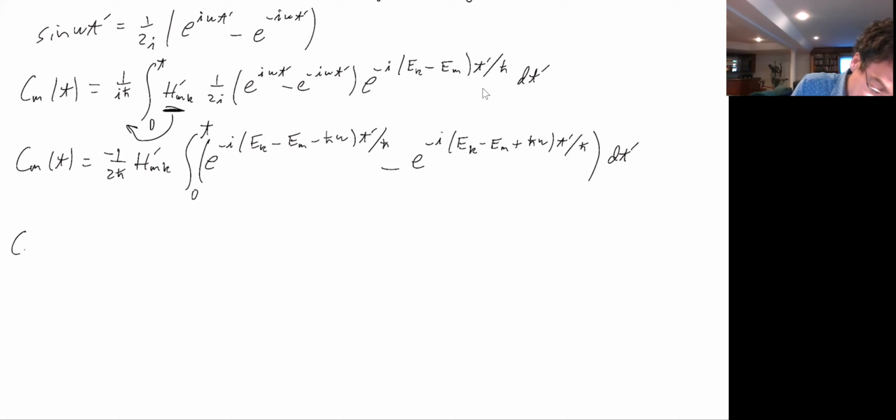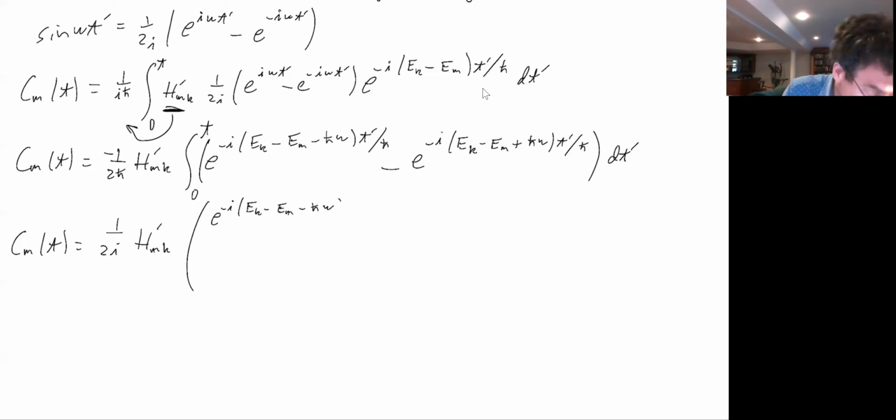I'll just skip a line of algebra, and I'm going to get 1 over 2i H prime mk, and I'm going to get these two factors inside of here, one of which is e to the minus i (Ek minus Em minus h bar omega) times t over h bar, minus 1, all over that same prefactor Ek minus Em minus h bar omega.